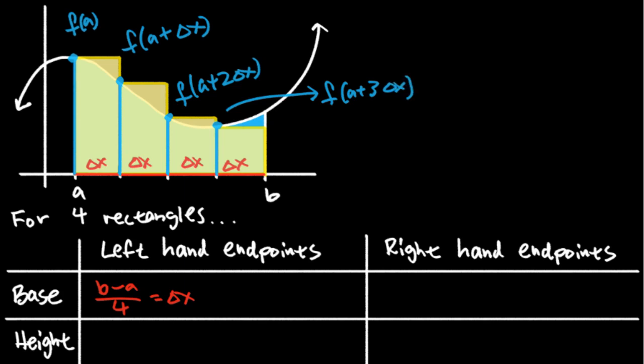So what's happening then is we have f of a plus delta x times something. Let's just say that's times k. So at first, k would be 0, right? From k equals 0 to k equals 3. So just leave it like that. Make it a bit easier.